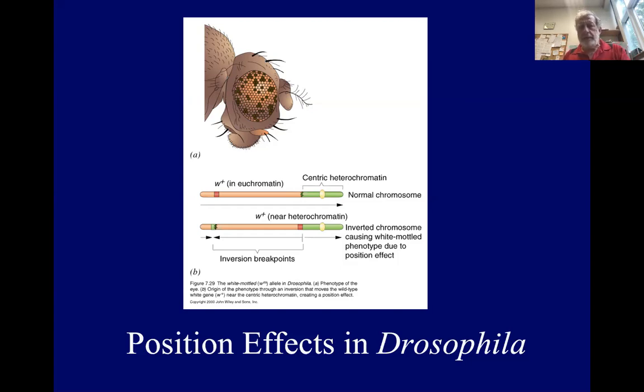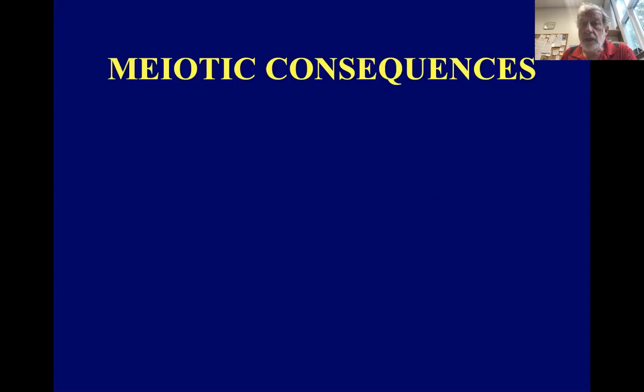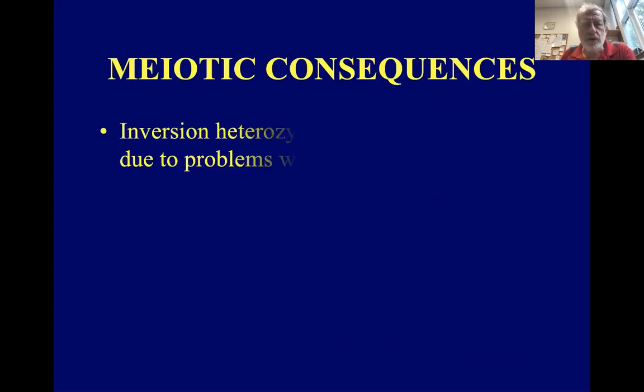And here we see the top chromosome in B is normal. After it's had its inversion, the W+ gene for the color of the eye has moved next to the green stuff, which is the heterochromatin near the centromere, and that alters its expression. So that's called a position effect. You change the position of the gene and you alter its expression. What about the meiotic consequences of having an inversion?